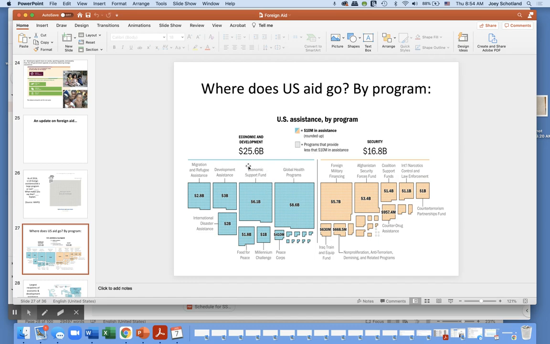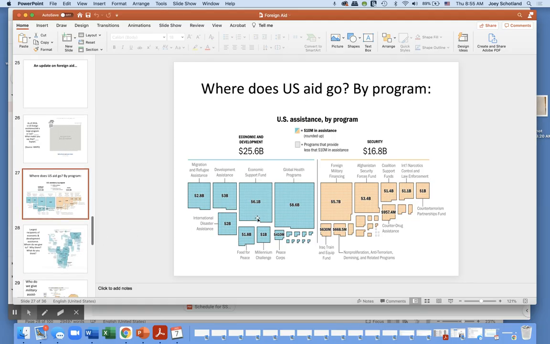All right, some of it's economic. Some of it's for disasters like earthquakes. Some of it's food. Some of it's the Peace Corps. Some of it's military. We give them money to buy weapons. Here's money that goes to Afghanistan. We're trying to rebuild Afghanistan so they don't harbor terrorists. And here you see drug money. Okay, here's more drug money that we give to countries so they don't make or sell drugs.